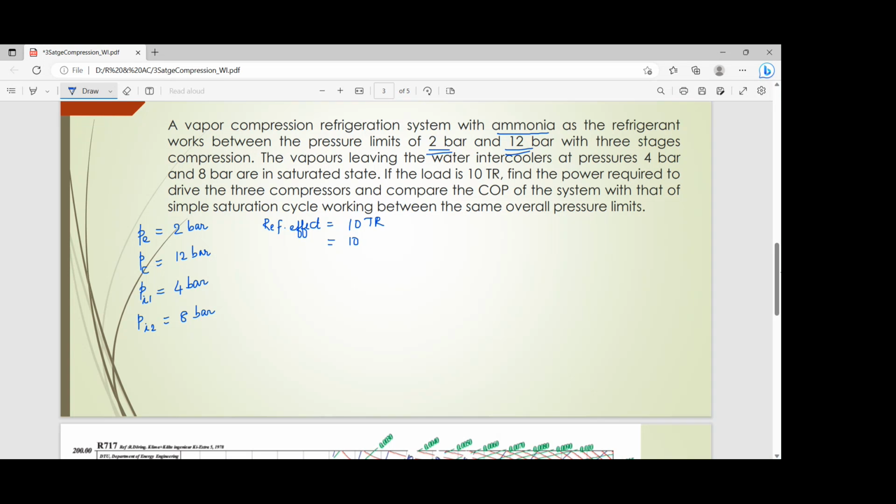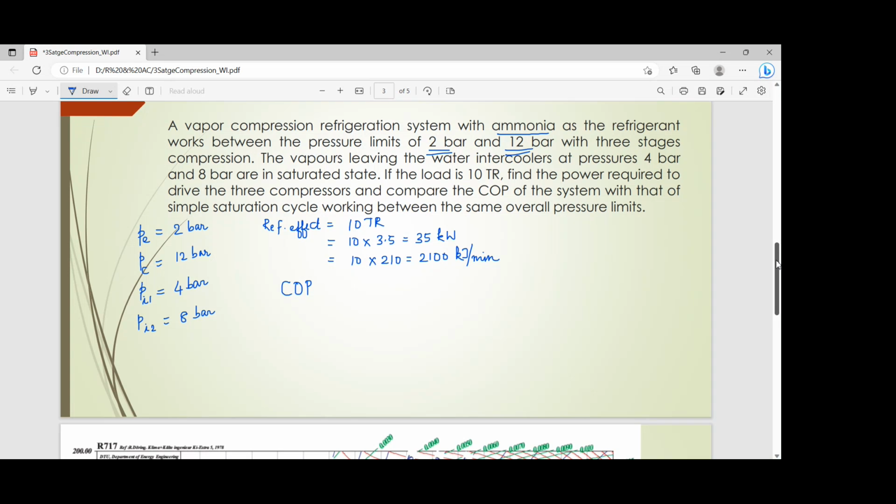So either you say it is 10 into 3.5 kilowatt, which is 35 kilowatt, or if you want to write it in kilojoule per minute, 1 ton of refrigeration is 210 kilojoules per minute. So it's going to be 2100 kilojoule per minute. Okay, and they want us to find the COP of the system, and they want us to find if the vapor compression refrigeration system operates without the water intercoolers. Okay, so let's go to the pH chart.